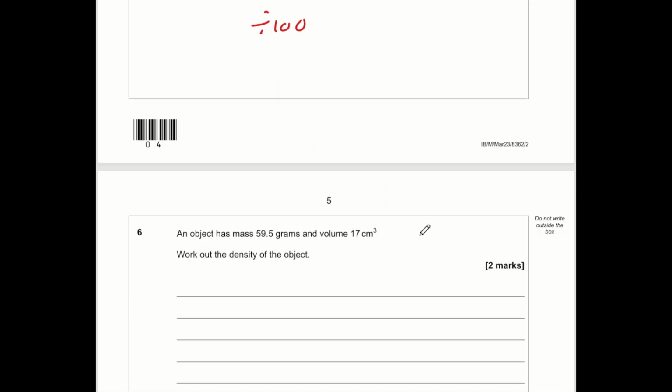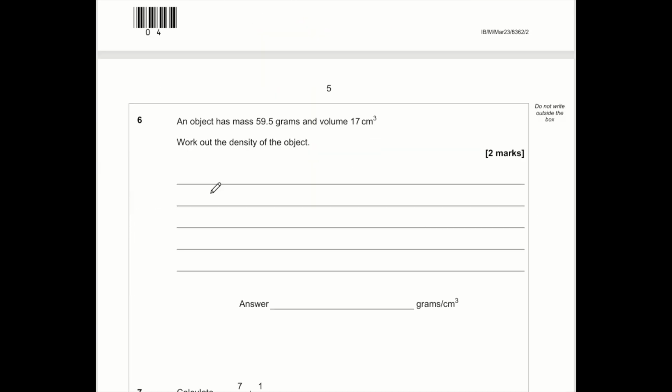No, it can't. Okay, for question number 6, we need to remember the basic formula that density is mass divided by volume. So here the density is the mass, which is 59.5, divided by the volume, which is 17.